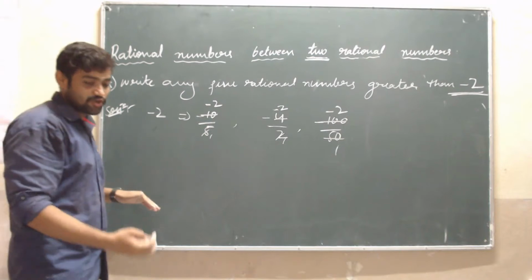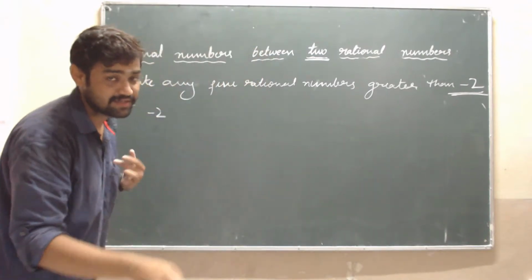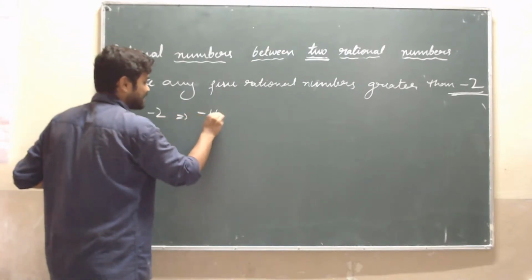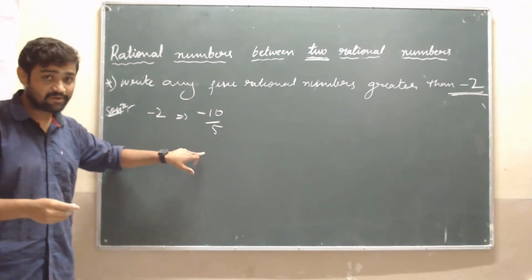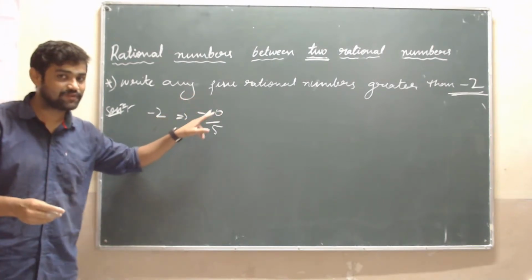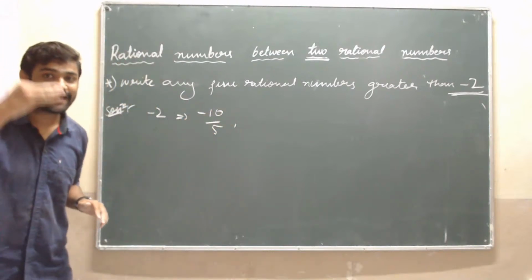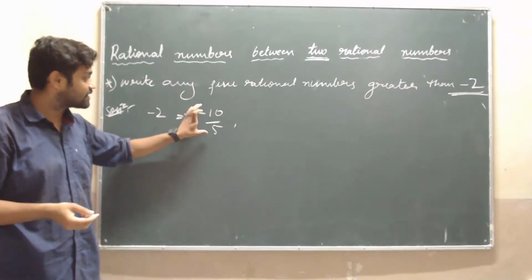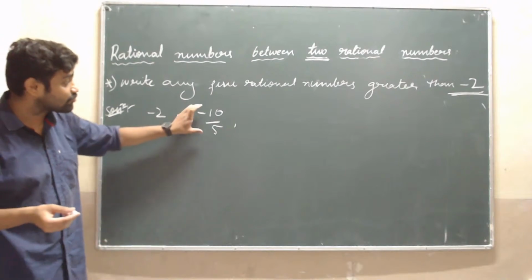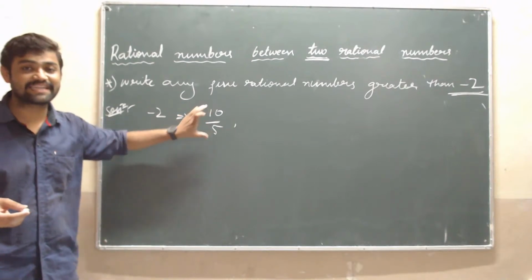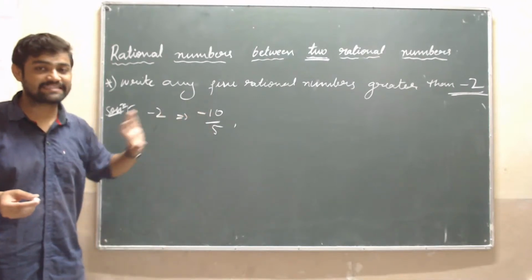Yes. Sir, so I will write minus 2 as minus 10 by 5, and this is equal to minus 2. That is 5 ones are 5 and 5 twos are 10, and minus will be minus. And we have to write any 5 rational numbers that should be greater than minus 2. We know that minus 10 by 5 is equal to minus 2, and we have to write the rational numbers which are greater than minus 10 by 5.